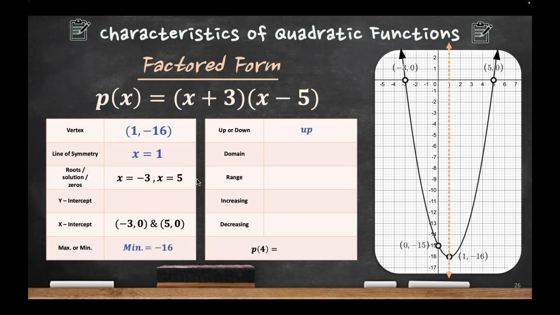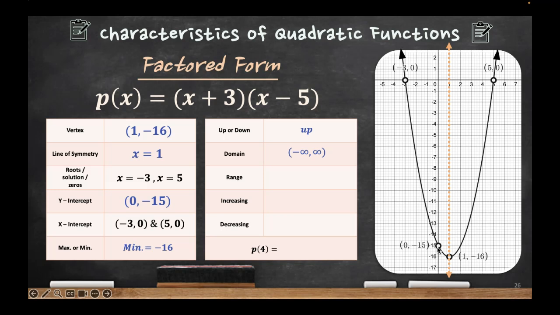Now let's look at the max or min. If your graph is facing up, your minimum is going to be the y value of your vertex. If your graph is facing down, the maximum would then be the y value of the vertex, but because it's facing up here, our minimum would be the y value of the vertex, which is -16. The y-intercept is where it crosses the y-axis, which is 0, -15, which is right here.